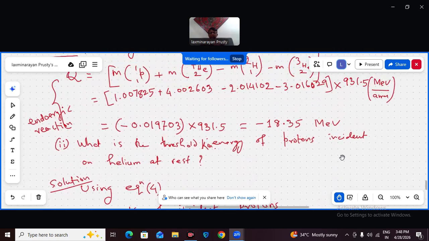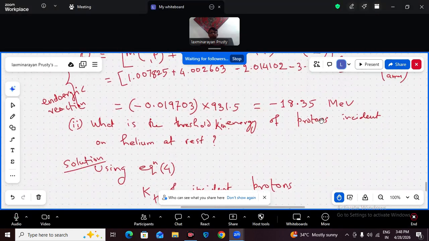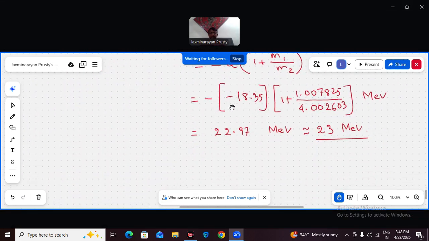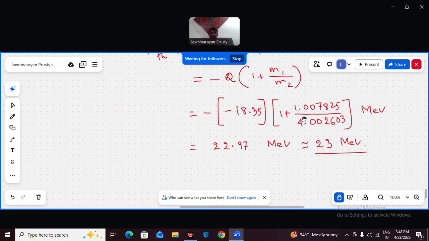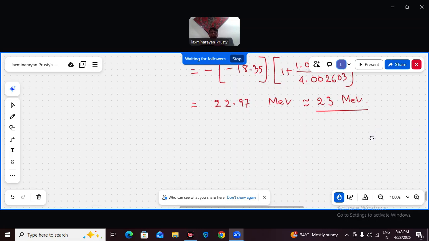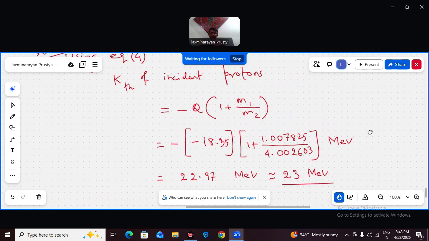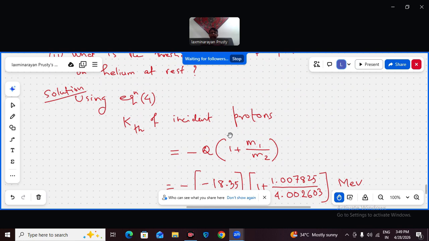So minus Q is how much? Q is already minus 18.35. Minus of that is 18.35, times 1 plus the ratio of the proton mass to the helium mass. I took the ratio almost 0.252, so 1.252 into 18.35, around 23 MeV. So 23 MeV is the threshold kinetic energy of the incident protons.